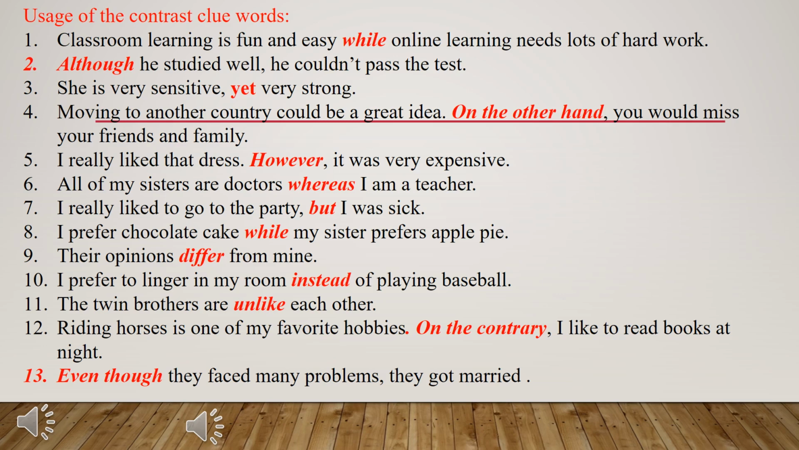Number 12. Riding horses is one of my favorite hobbies. On the contrary, I like to read books at night. It means, on the other hand, I like to read books at night. It's used at the beginning of the sentence, followed by a comma.